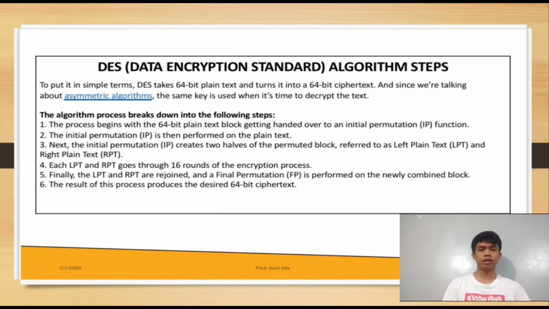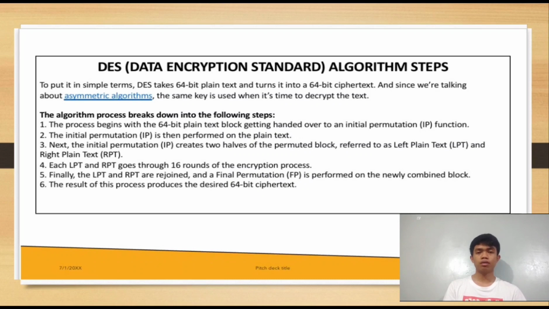Number 1. The process begins with the 64-bit plaintext block getting handed over to an initial permutation or IP function. Number 2. The initial permutation or IP is then performed on the plaintext. Number 3. Next, the initial permutation creates two halves of the permuted block, referred to as left plaintext or LPT and right plaintext or RPT. Number 4. Each LPT and RPT goes through 16 rounds of the encryption process.